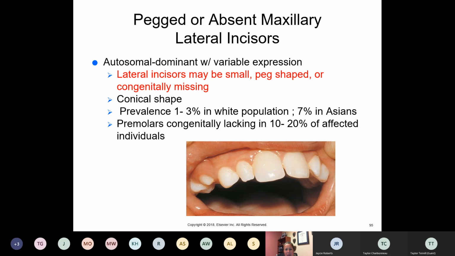Typically, they're conical shaped. The prevalence is 1 to 3% in the white population, 7% in Asian population. And interesting, premolars oftentimes are lacking in people that have this condition. In up to 20% of people that have peg laterals will also be lacking premolars.